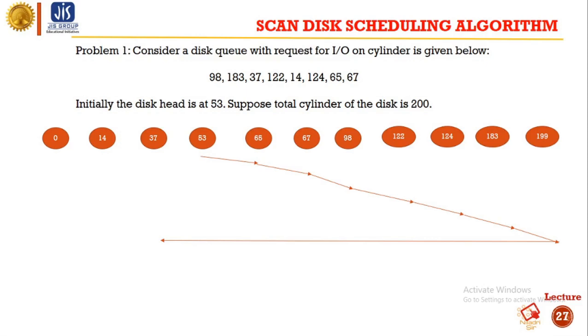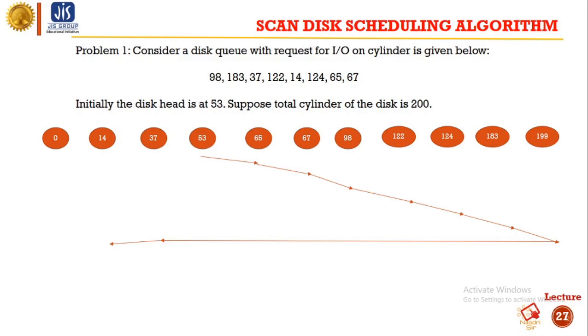Okay, so if we move to the reverse direction, the first element that we will find is 37, which was beside the 53. So from 199 we will move to 37. Okay, so from 37 we will move to 14. Okay, so this is the concept of the SCAN disk scheduling algorithm.